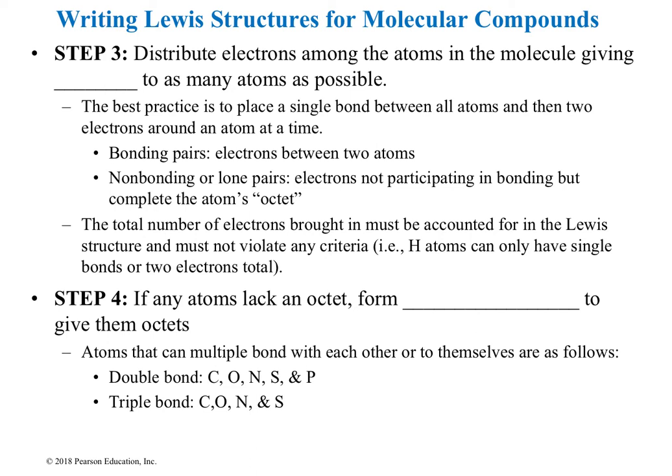Basically, you're going to connect with bonds with that skeletal structure, fill in the terminal atoms until you run out of electrons from step 2. So in this case, you want to give everybody an octet until you run out of electrons. If you run out of electrons before everybody gets an octet, you're going to form double and triple bonds to give everybody an octet. Remember, these are the ones that can double bond.